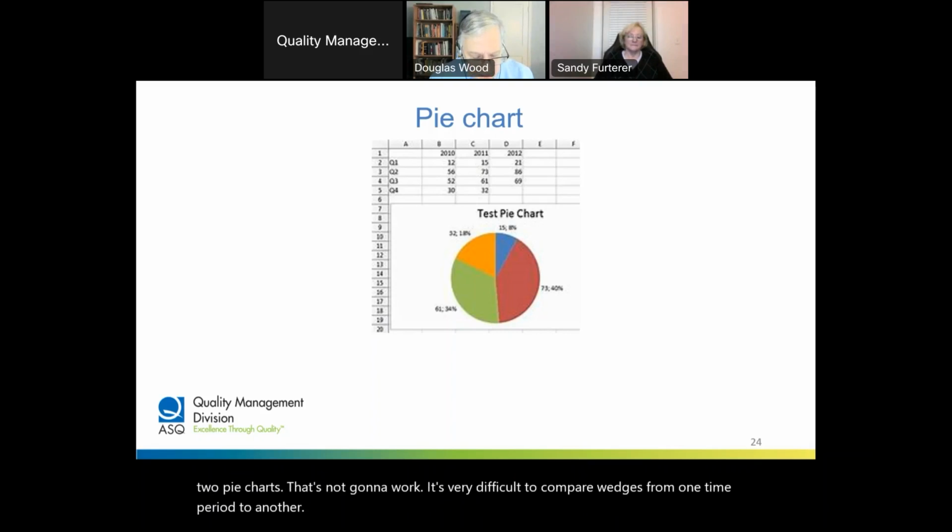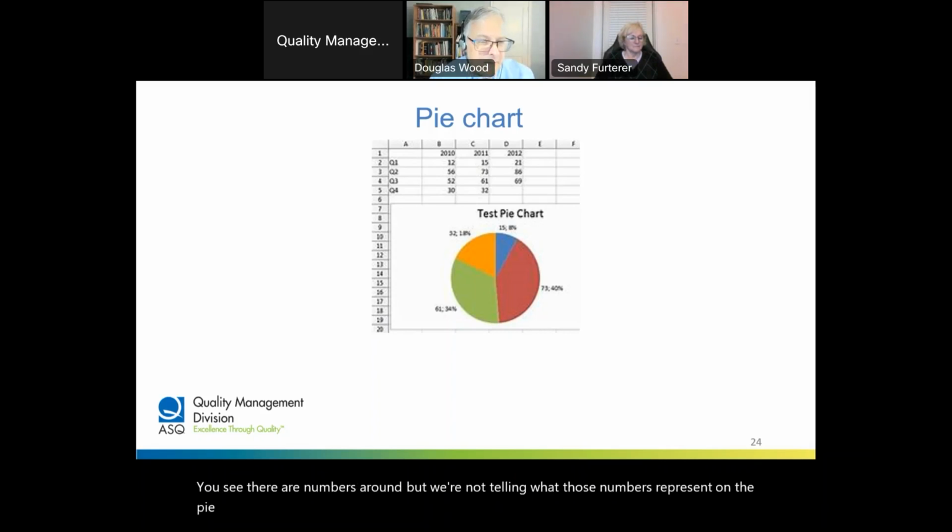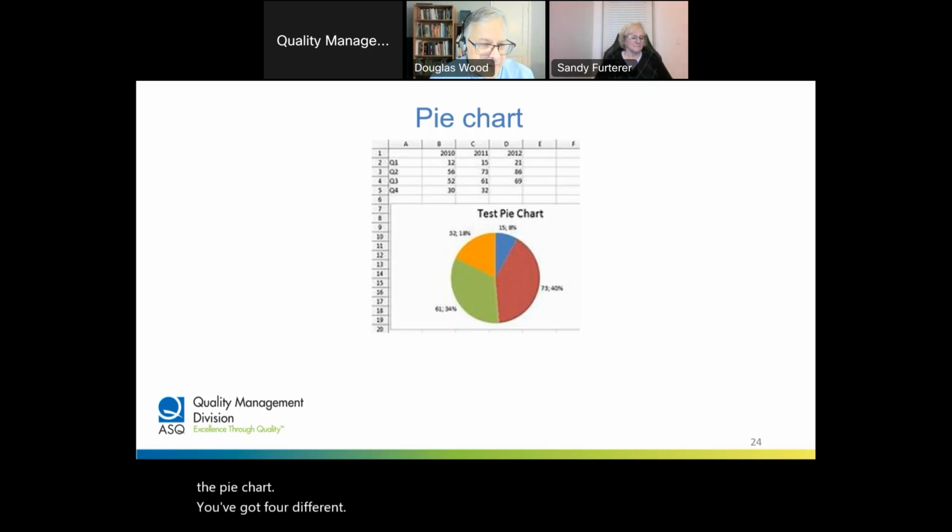When you do a pie chart, do not do what we did here. Okay? You see, there are numbers around, but we're not telling you what those numbers represent on the pie chart. You've got 4 different colors here. Is that quarters? Is that years? I don't know. So you need to label the wedges on the pie chart. Next one.